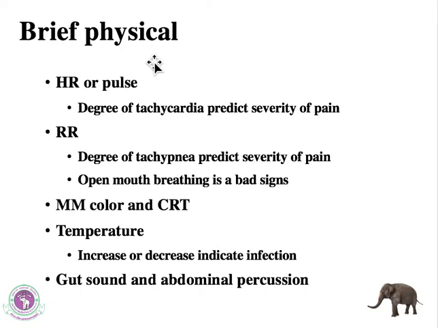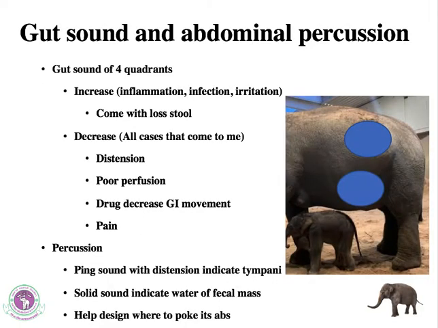Gut sounds and abdominal percussion are also important. I think you have to do it now, even if in the past you declined to do it. For the gut sound, I listen to four locations, left and right. The higher location is between the last rib and the tuber coxae, the paralumbar fossa, and the second location is on the ventral side, and also on the other side, so totally four quadrants.